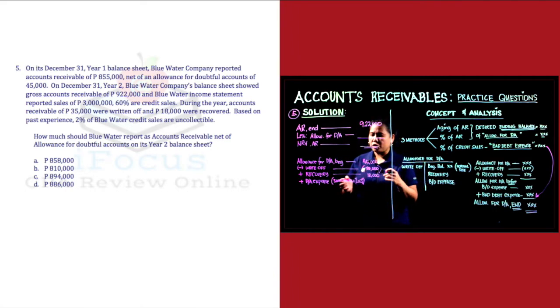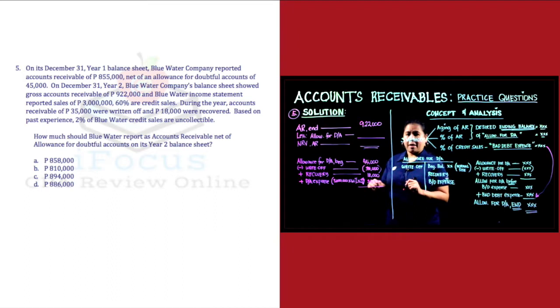So, the computation of your doubtful account expense or bad debts expense is 3 million multiplied by 60% because sabi ng problem is 60% are credit sales. So, 3 million times 60%, which is the credit sales percentage, multiplied by 2%, we come out with a bad debts expense or doubtful account expense as 36,000. So, ina-add po natin yan. Alright? Dahil ang ginagamit natin ay percentage of credit sales.